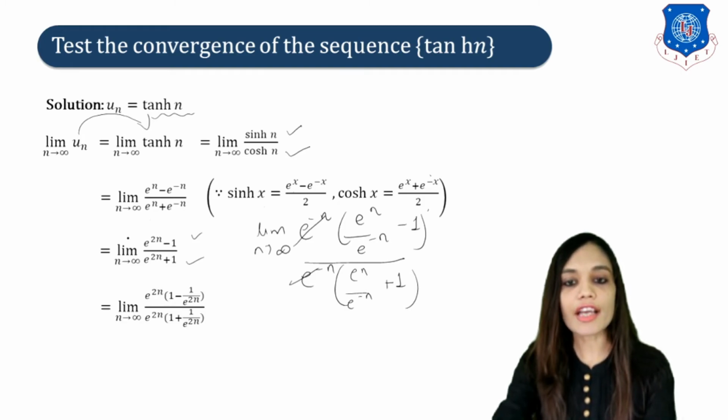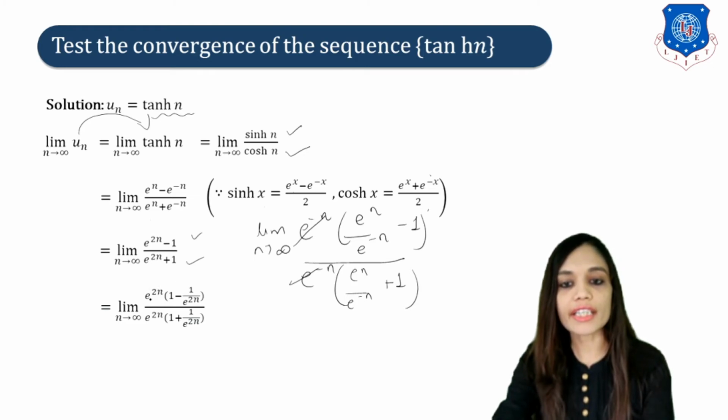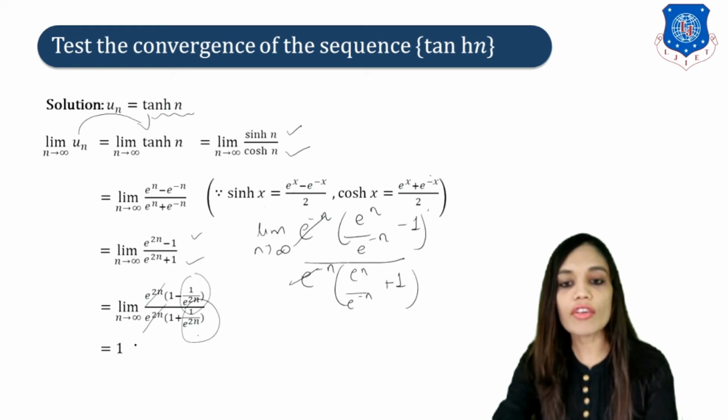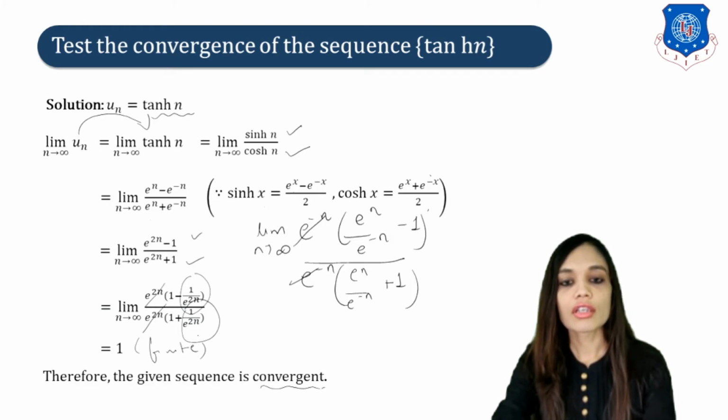Again, in the next step, we will take out now e^(2n) common. So you will get e^(2n) common, (1 minus 1 upon e^(2n)) upon again e^(2n) common, (1 plus 1 upon e^(2n)). Now these two will get cancelled out, and you will get finally the answer as 1, because limit of these two will go to 0. So again we have limit finite. So we can say that the given sequence is convergent.